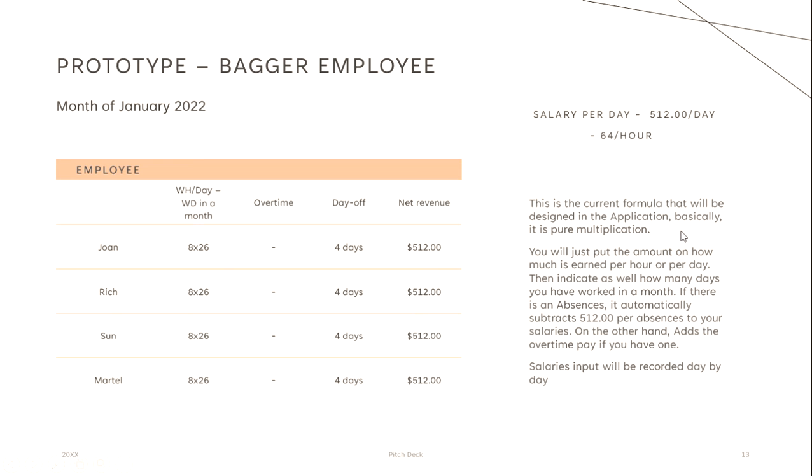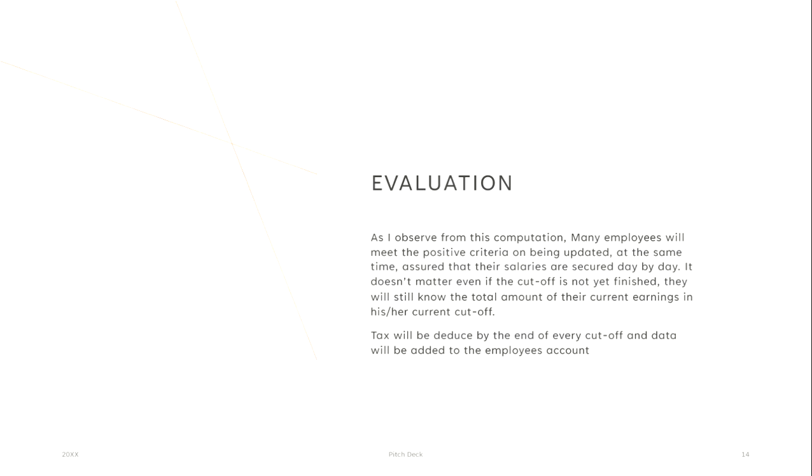In the application, you will just put the amount earned per hour or per day, then indicate how many days you have worked in a month. If there is an absence, it automatically subtracts 512 per absence from your salary. On the other hand, it adds the overtime pay if you have any. Salary input will also be recorded day by day.